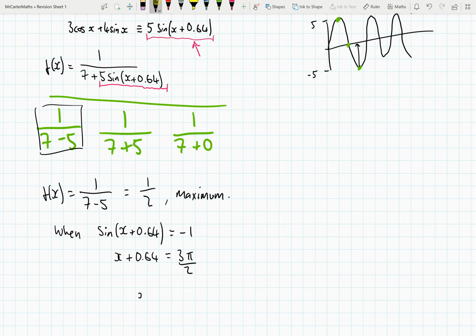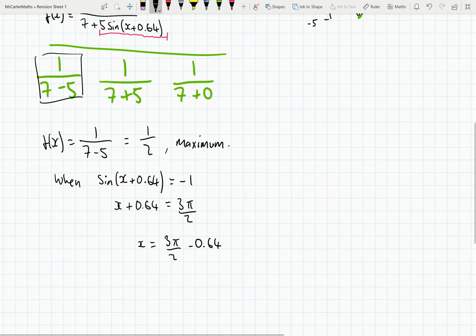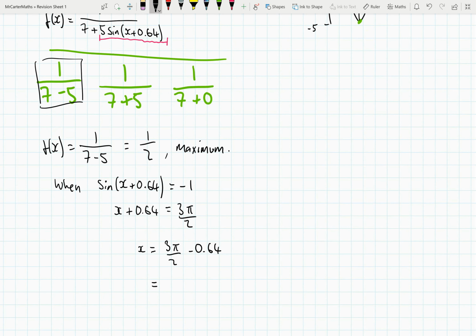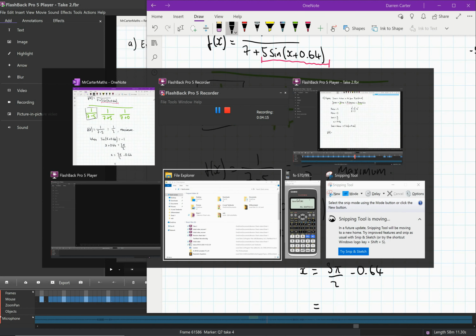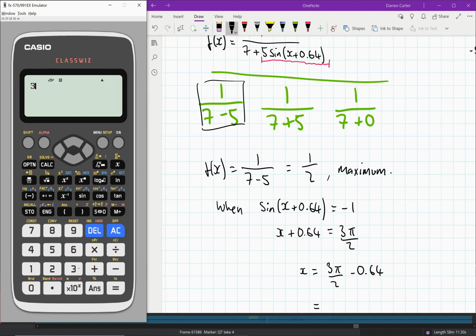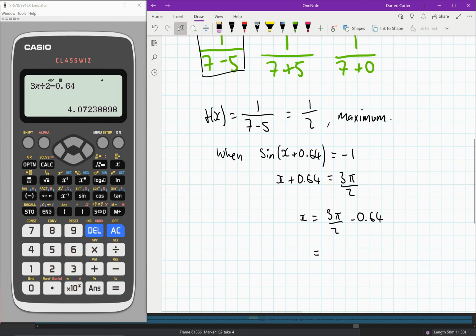So for the first positive x, if we subtract 0.64 from both sides, this time I am going to have to use a calculator, which I appear to have lost. 3 pi divided by 2 minus 0.64 is equal to 4.072.